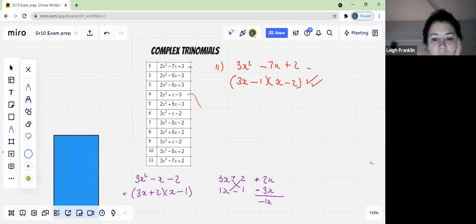Okay, so Sihle says for number 4, 2x plus 3. And here that would have to be x minus 1. Let's just check here, Claire. 2x squared minus 2x plus 3x. Perfect, Claire. That one's correct.